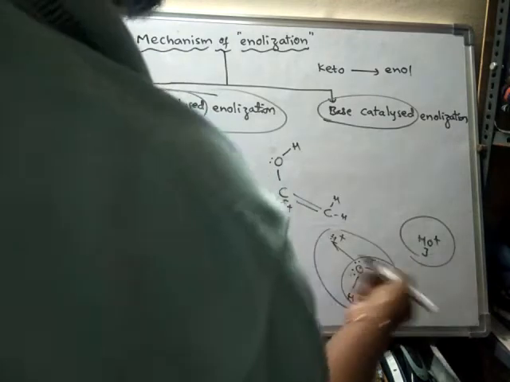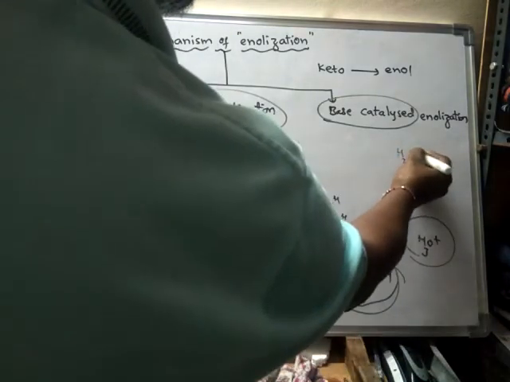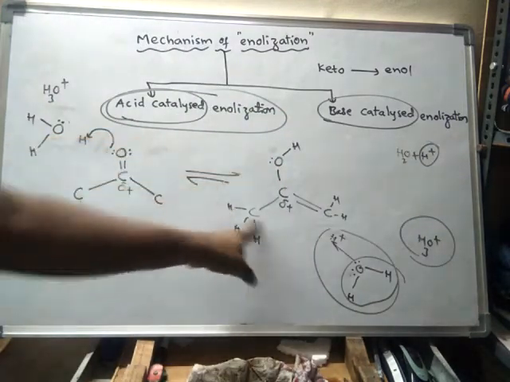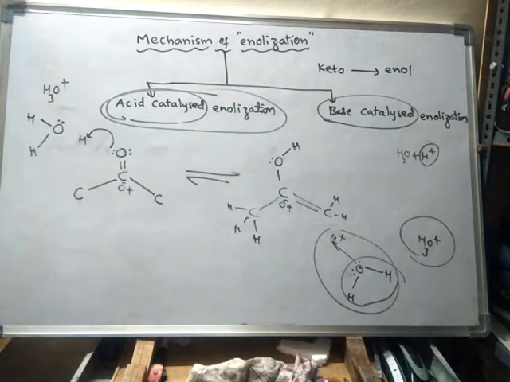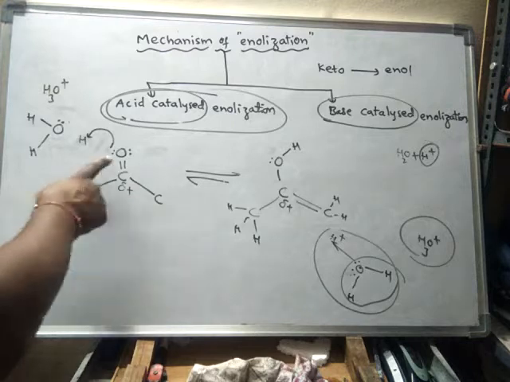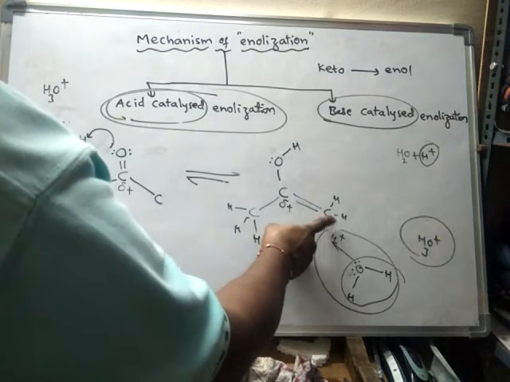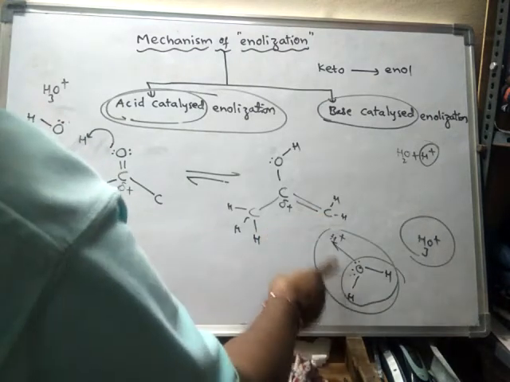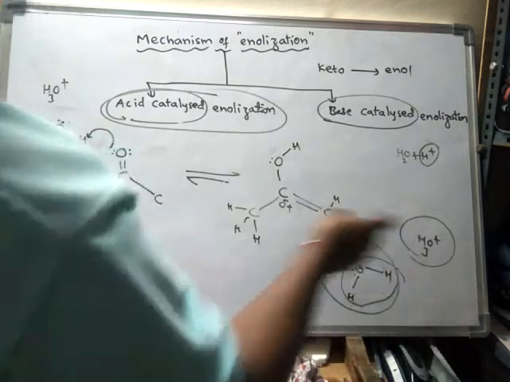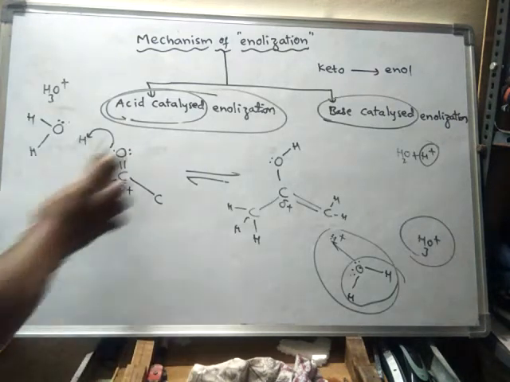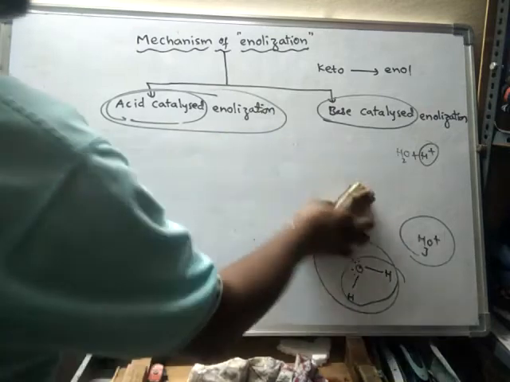So H3O plus means acid, because it is H2O plus H plus. H plus means acid. Such type of enolization is said to be acid catalyzed enolization. During acid catalyzed enolization, the H plus ion attacks the oxygen of the carbonyl group first, and the hydrogen of the alpha carbon is taken by water molecules, and finally that hydrogen will leave in the form of H3O plus ion. So this mechanism takes place in acid catalyzed enolization.